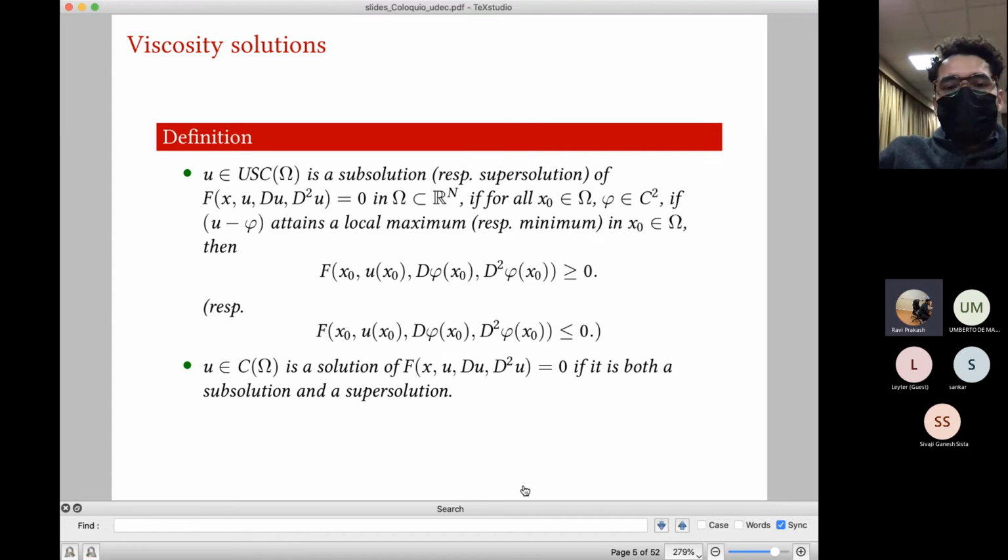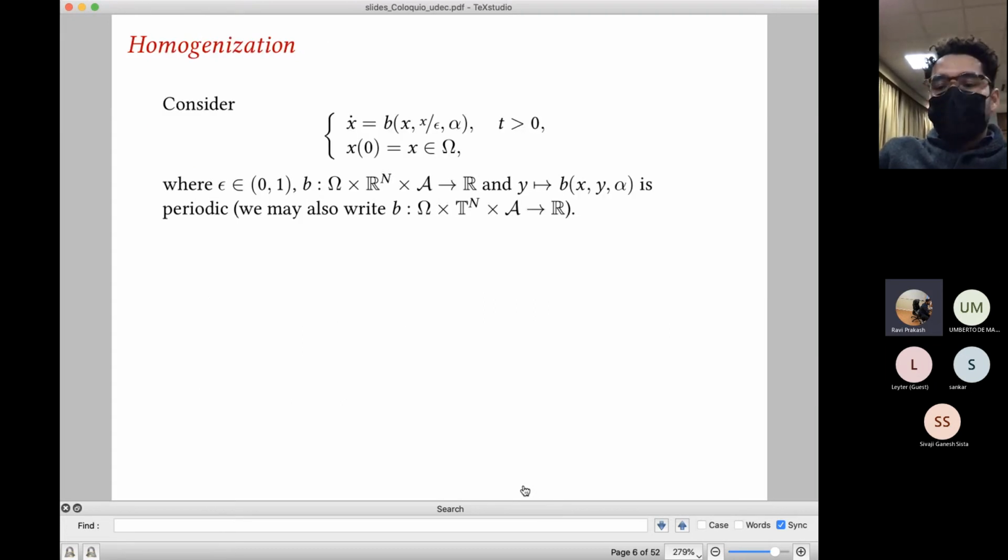Right? Okay. So actually, I sort of got ahead of myself, and I'm writing the definition of solution now for second order equations, whereas the first equation we saw was a first order equation under certain assumptions, say, for second order equations. Right? So let's now begin to talk about homogenization.